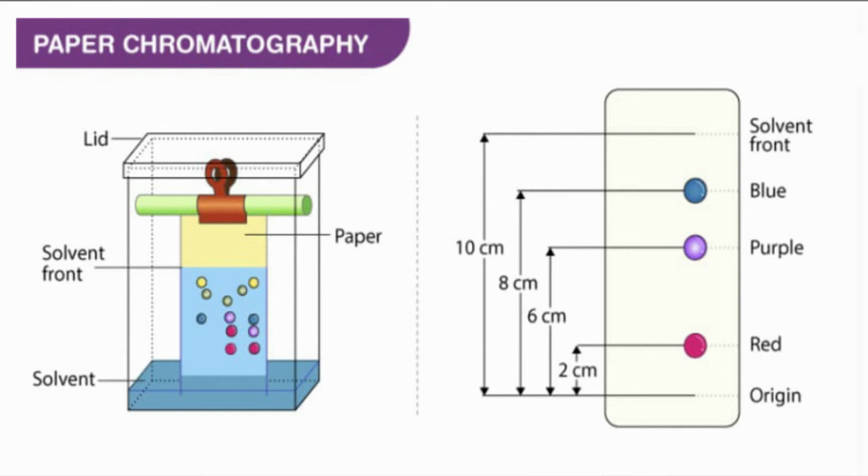Here, we put a spot at the base of the chromatographic paper with the mixture to be separated, and as the solvent rises up this paper, the components are carried to different degrees depending upon their retention on the paper. The components are thus separated at different heights.